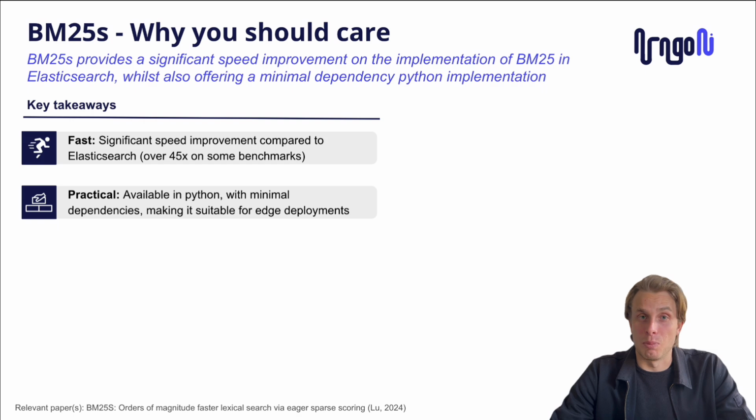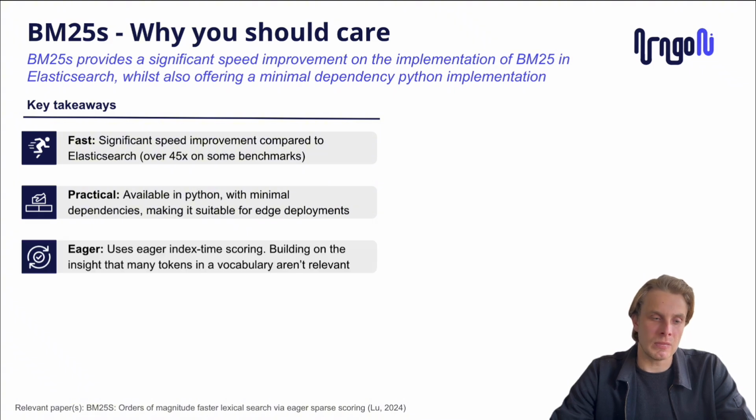Now, this is also a very practical approach. BM25s is actually implemented in Python with only two integral dependencies, that being SciPy and NumPy. What this means is the memory footprint can be kept quite low as well. And so it's suitable for edge deployments or just in general, if you have low resource environments, this is a good solution for that as well.